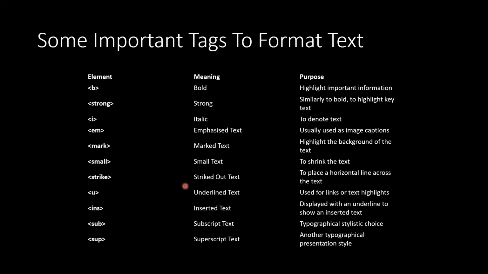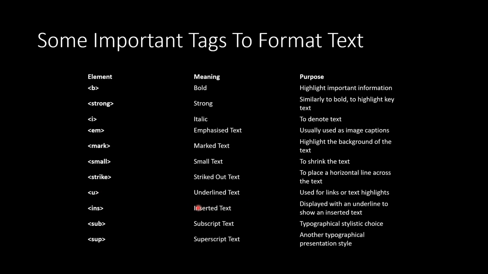And this is strike out text, so whatever text comes between these opening and closing strike tags will be striked out. And then this u tag underlines the text between the opening and closing u tag. And this ins tag is used for inserted text. It will display that text like this u tag only, but the semantic meanings are different.